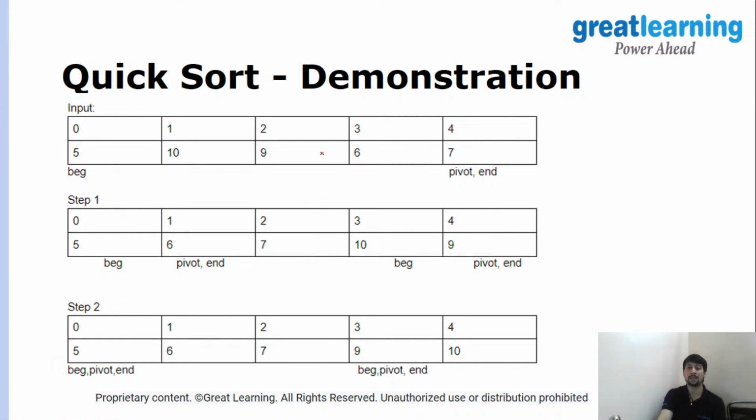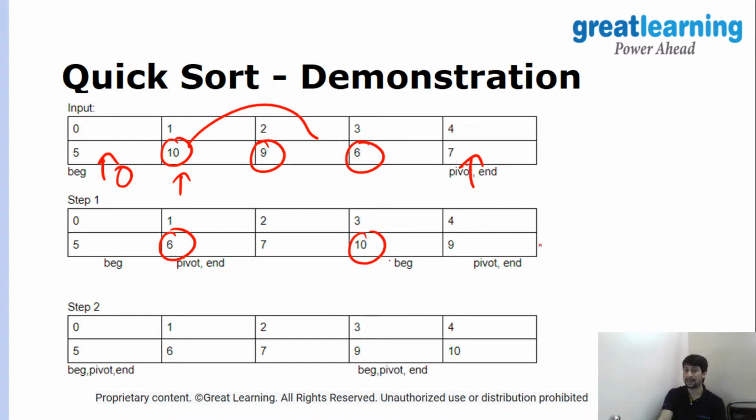So now what happened, this is less than pivot, right? It got swapped with itself. This 10 is greater than pivot, it remained over here. This 9 is greater than pivot, it remained over here for now. This 6 is less than pivot. What happened? These two elements got swapped. You see, 6 and 10 got swapped. 6 is over here and 10 is over here.